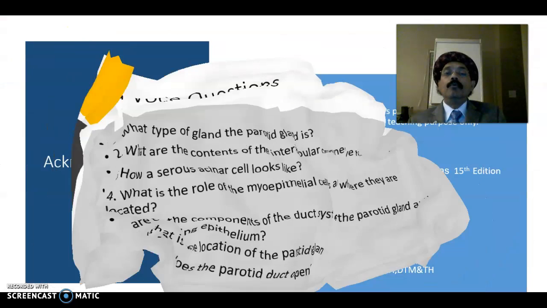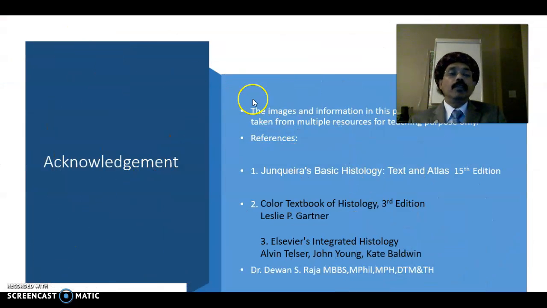Now we have to go through the textbook. I request everyone to fix the slide properly, get help from your demonstrator, and identify all the structures. Open the atlas book and please follow the description. If you have any question, please feel free to ask me.